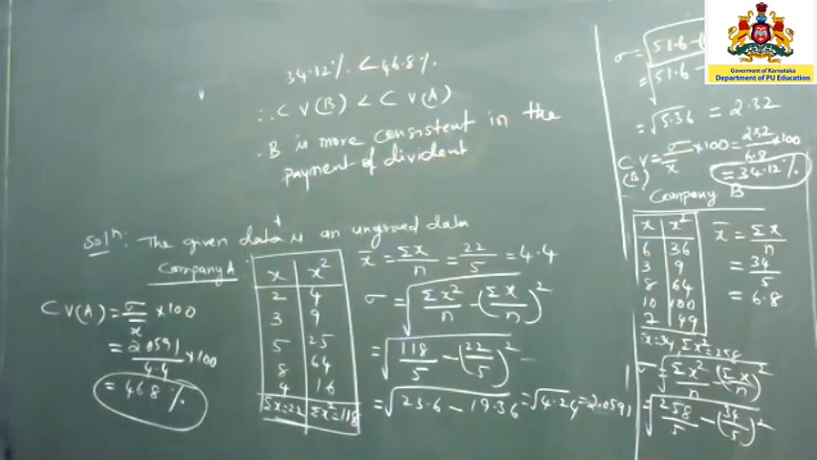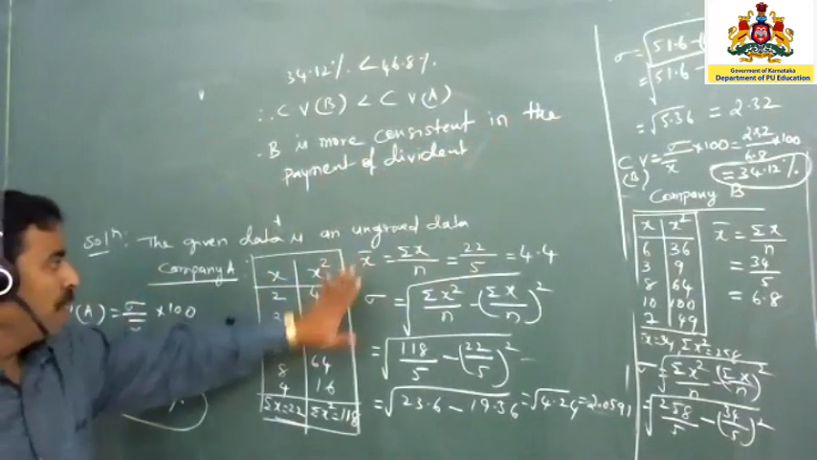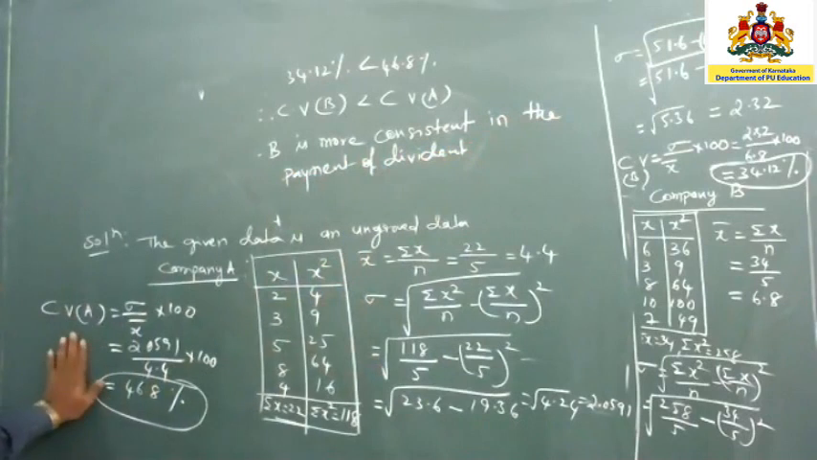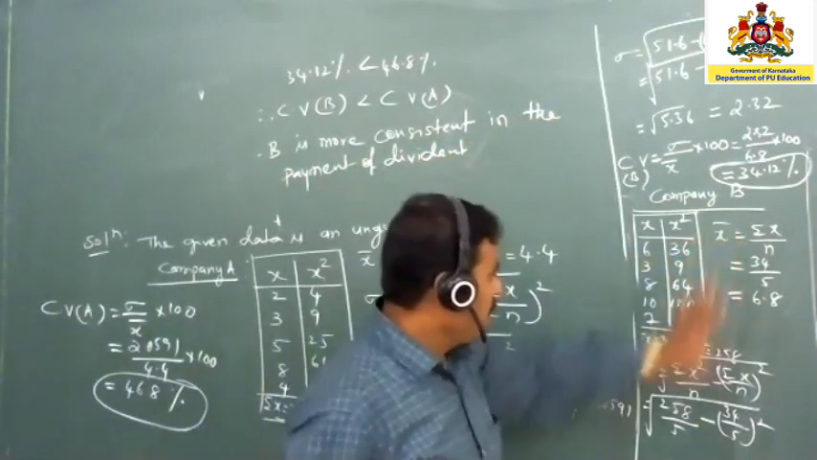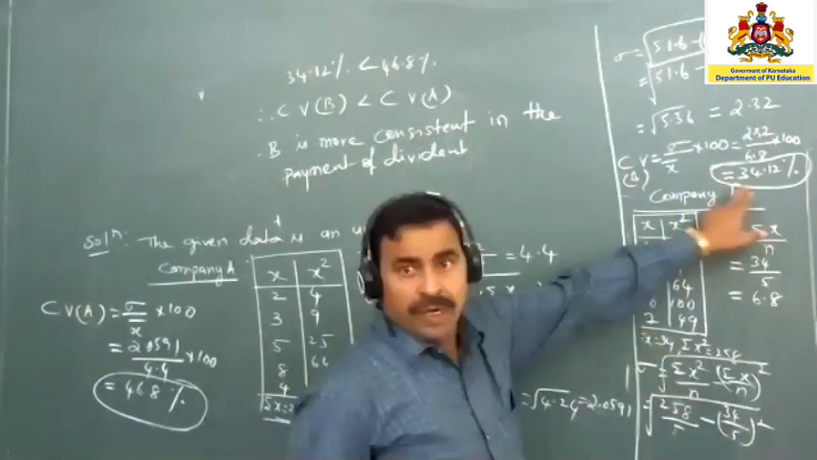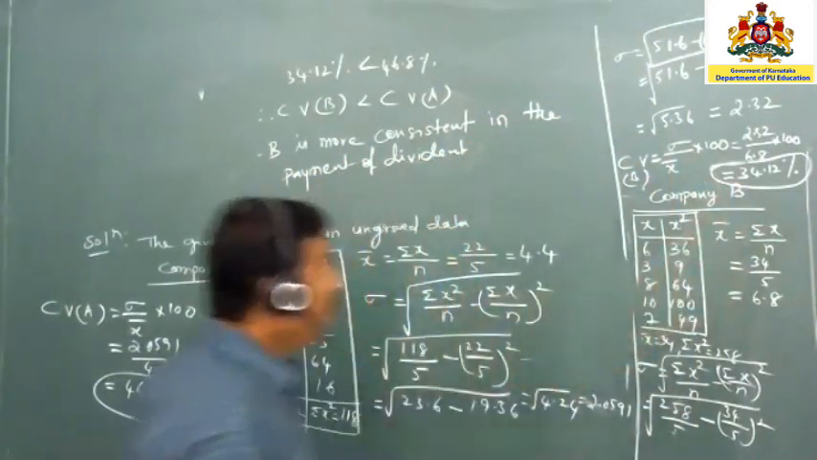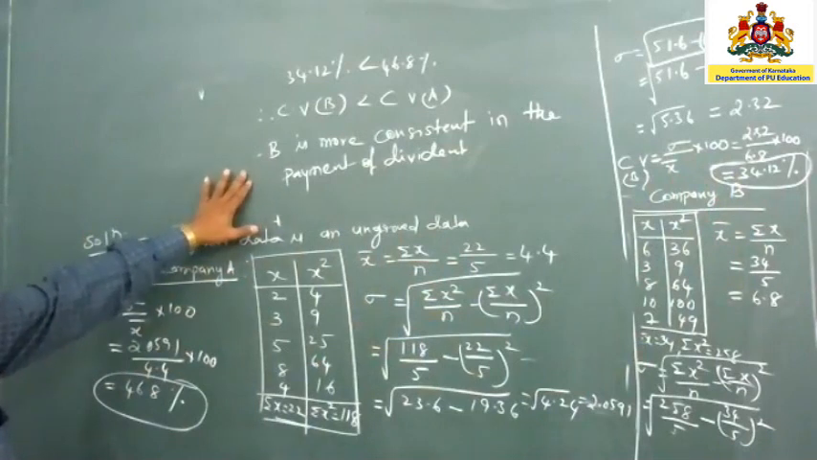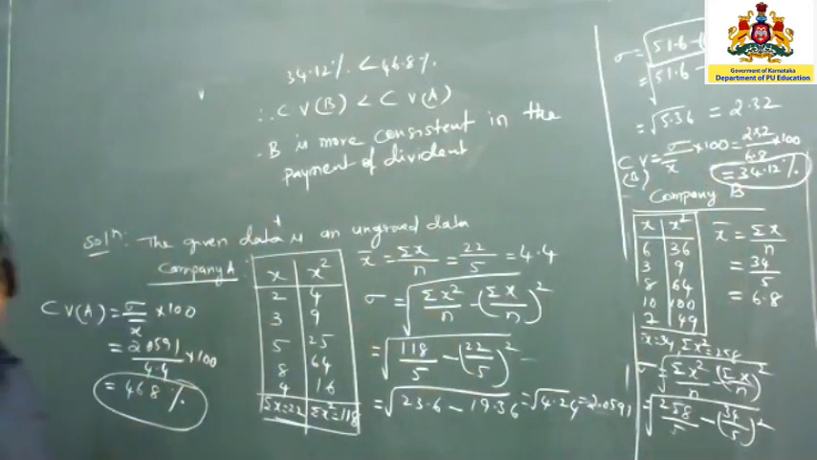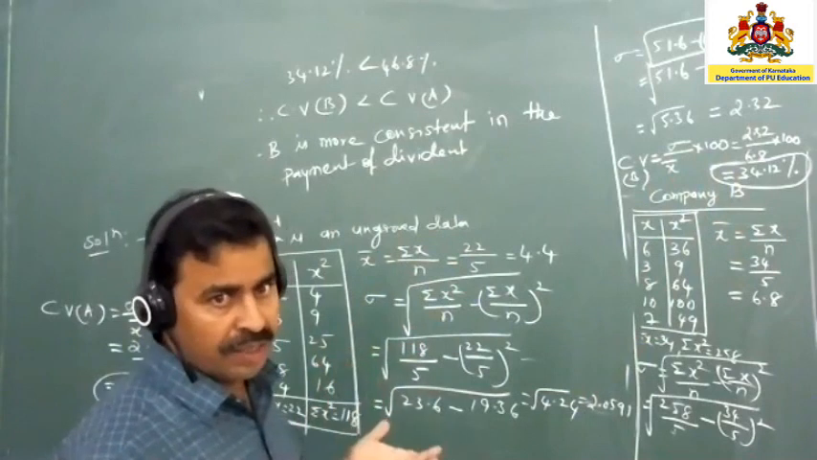Okay, very important for 10 marks. For two data, find the mean, standard deviation, and coefficient of variation for the first data. Similarly, find the mean, standard deviation, and coefficient of variation for the second data. Then compare the coefficients of variation.